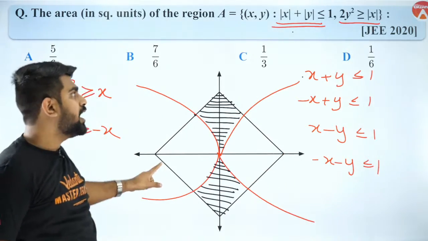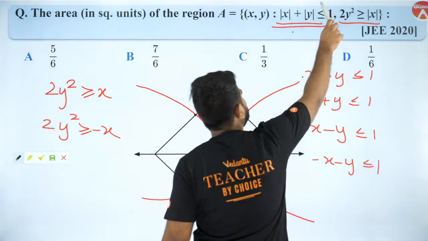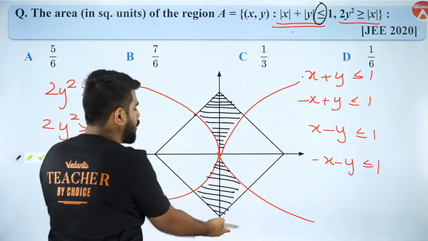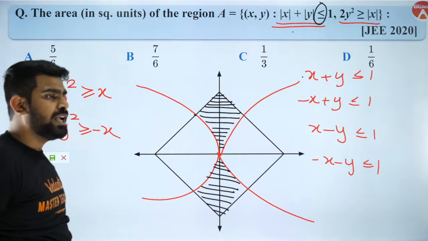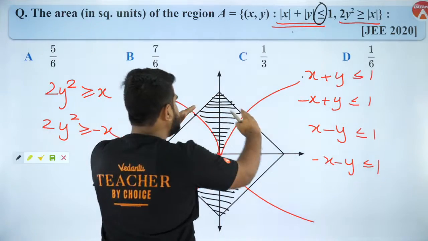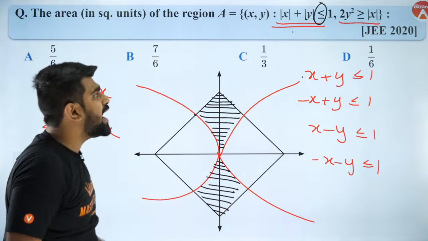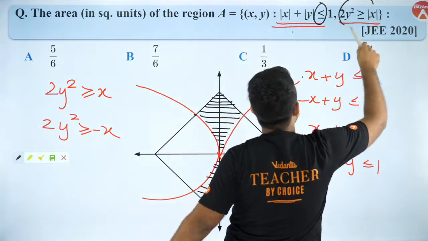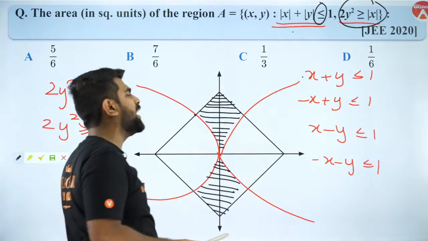form the outline. And what do we want? We want less than or equal to 1, so it will represent the area inside the square. Did you get it? It will represent the area inside this square, and after that I draw the second inequality. What is that? 2y square is greater than or equal to mod x.